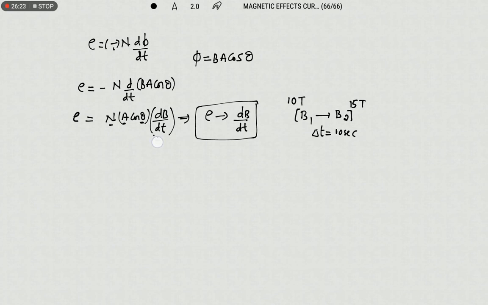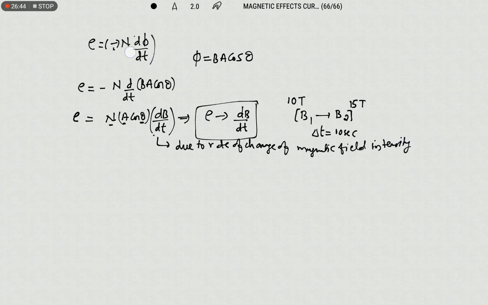That means we can produce the induced EMF due to rate of change of magnetic field intensity. Okay, not only the magnetic flux. So if you change the field intensity also, the induced EMF will be developed.